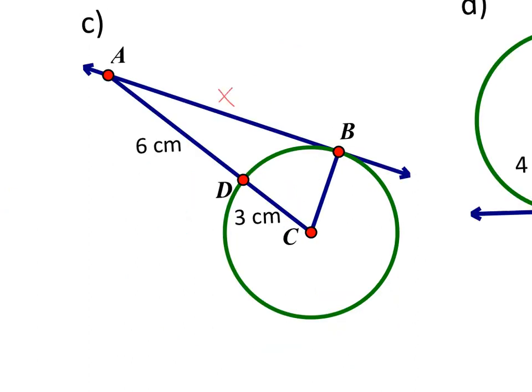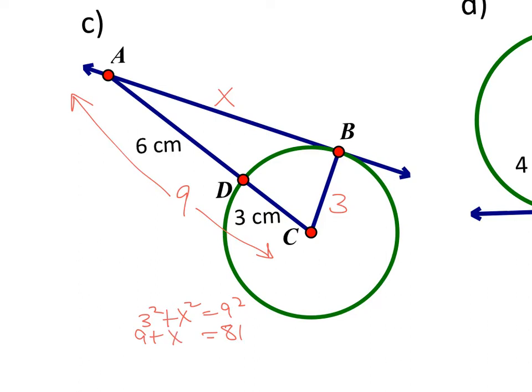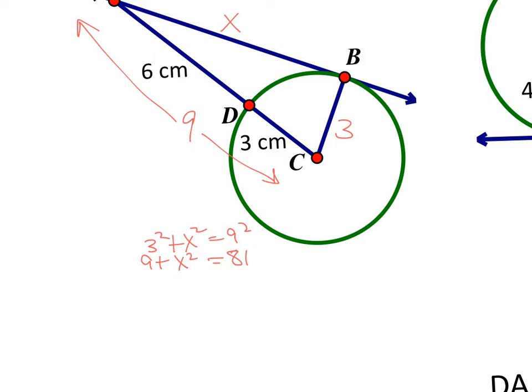In this problem, we're looking for the distance from A to B. Marking up the diagram, the radius is 3, the hypotenuse is 9. So doing Pythagorean theorem, 3 squared plus x squared is 9 squared. 9 plus x squared is 81. So therefore, x squared is equal to 72. Square root both sides, and x is approximately 8.49. So that's our distance.